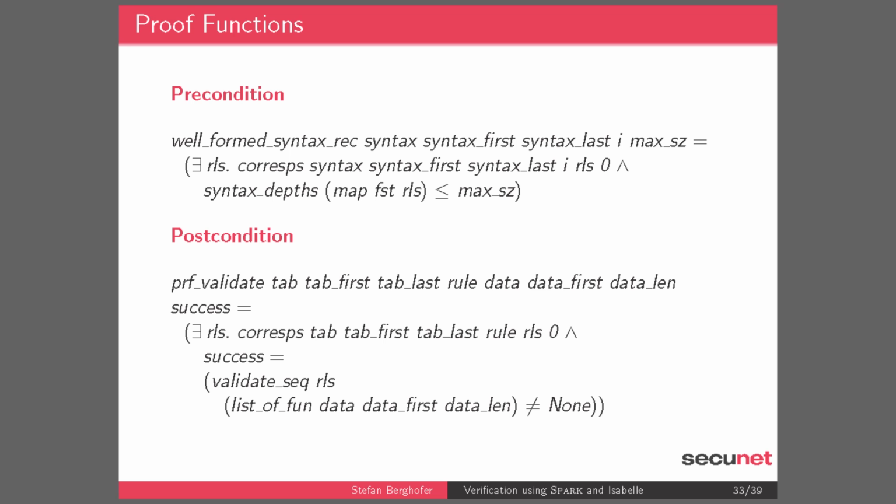The definitions of these proof functions essentially use the Isabelle functions and the correspondence predicate. One problem is that the validation function is recursive, and since Spark doesn't have recursion, you have to model some kind of stack. This precondition says that the stack size needed to validate against those rules is less than the maximum stack size that I've declared when compiling the program. And the postcondition also uses this correspondence predicate and this validation function defined in Isabelle.